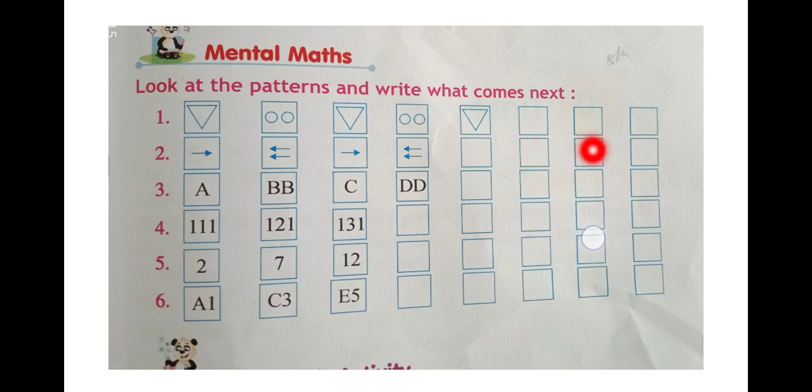And the next picture will be again a reversed triangle here. Okay, this one will come here again. And the last picture will be two small circles.